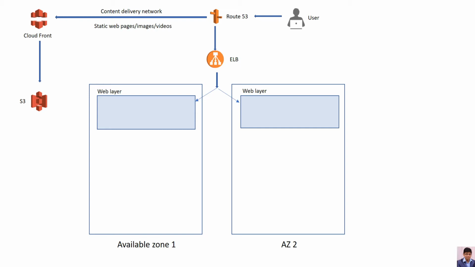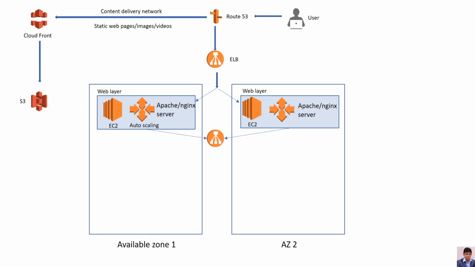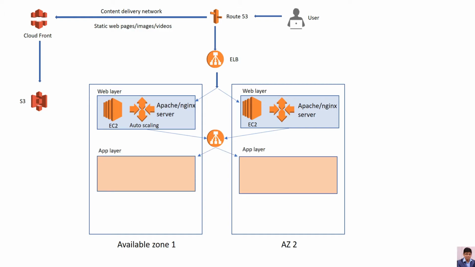Each web layer consists of multiple web servers and can be configured and scaled to 1 to n machines using an auto-scaling group and configuration depending on CPU and network and/or other utilizations. Both these web layers then talk to another ELB, which in turn processes the request in the app layer.